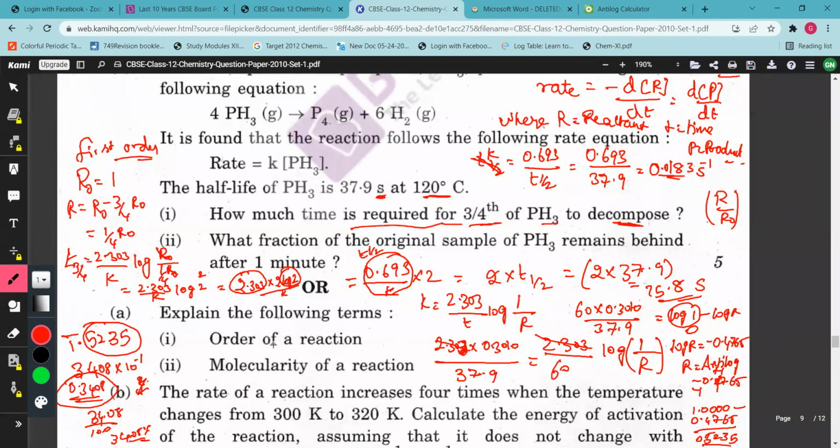Explain the following terms. Order of the reaction. What is the definition for order of the reaction?